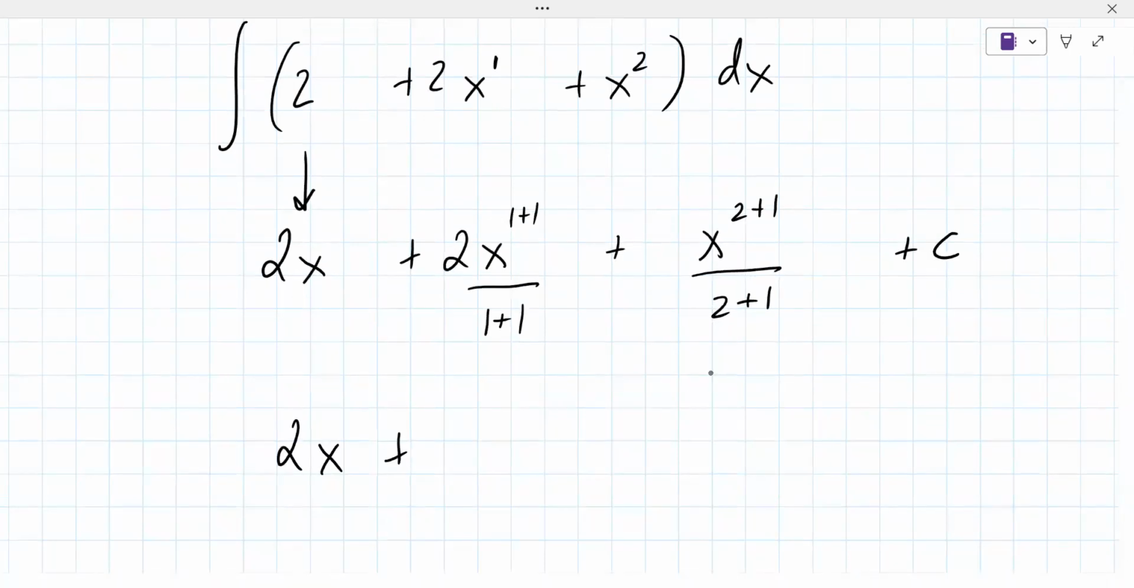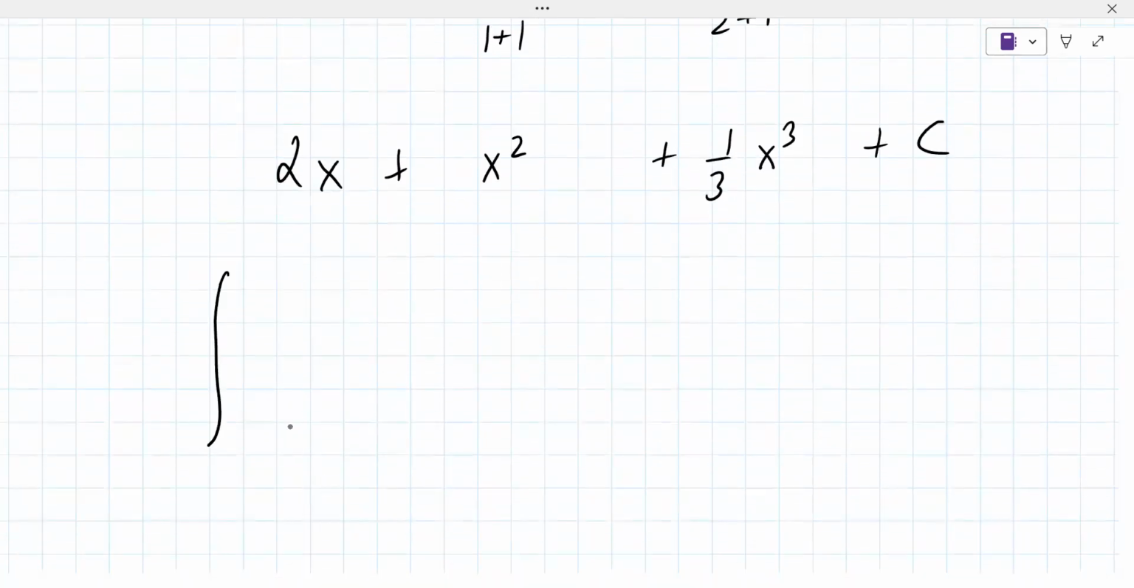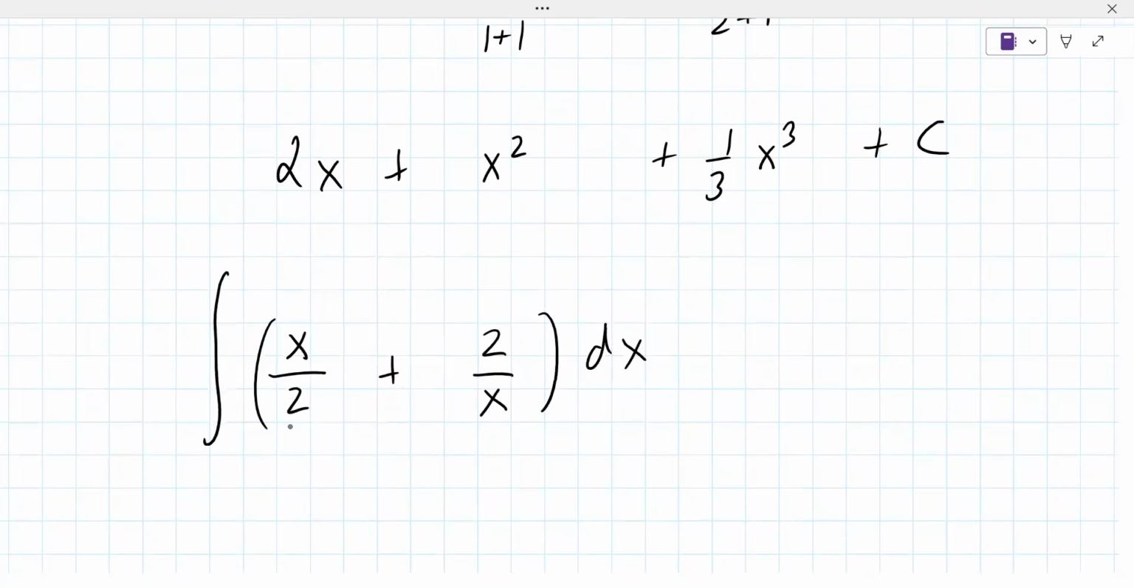So this is 2x plus x squared plus 1/3 x cubed plus c. And then what happens is, and again, I don't understand the brain, I don't know how the brain actually works, but for some reason, x over 2 plus 2 over x looks the same to students, and they're very different.